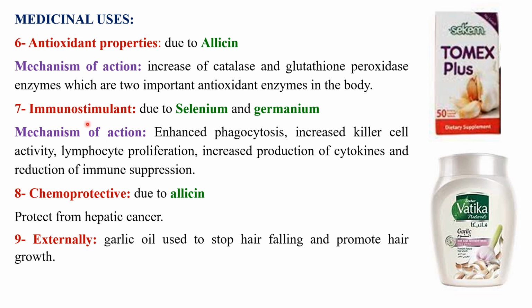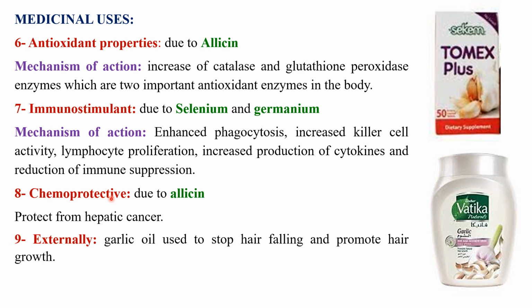The mechanism of the immunostimulant effect is reported to be due to the following. It enhances phagocytosis, increases killer cell activity and lymphocyte proliferation, increases the production of cytokines, and reduces immune suppression. Garlic could also provide a natural protective agent for the hepatic cancer patient, a chemoprotective effect due to its allicin content.